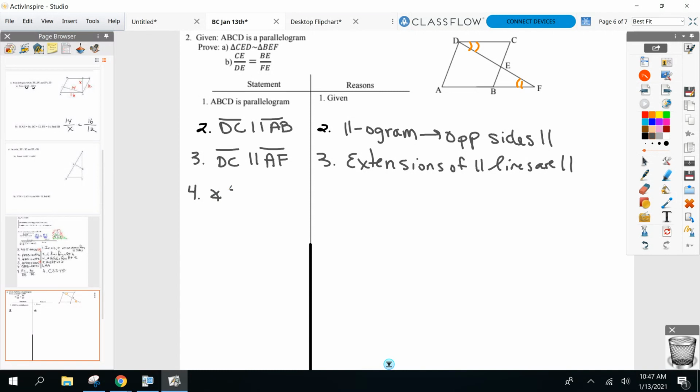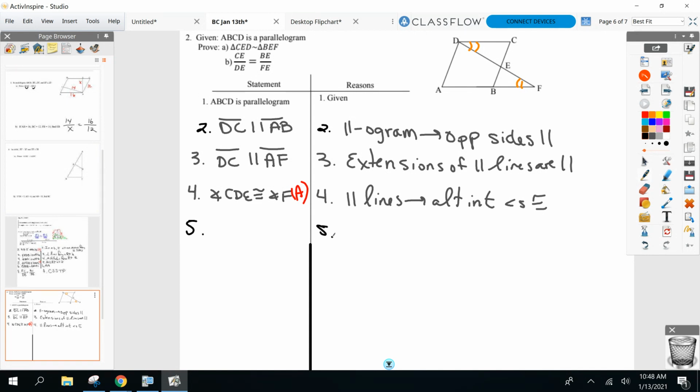Now I can say angle CDE is in fact congruent to angle F. I know it's been a while, not really, but you guys have used it enough. Parallel lines imply alternate interior angles congruent. All right, there you go. We got a pair of angles rocking. I need one more pair of something.